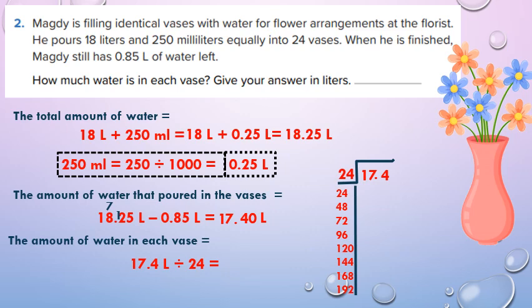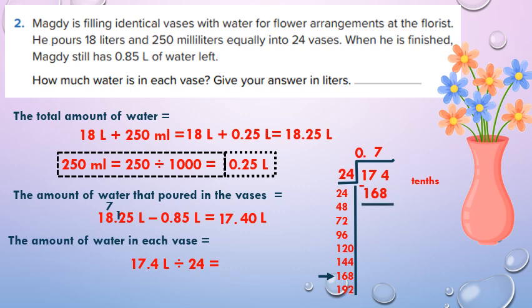Any division starts from the left side. Start with the whole part 17. It's a small number, so we'll take the 4 in the tenths place and put up the point. Now 174 tenths. Look for the nearest number to 174, which is 168. We take 168 divided by 24 equals, in the tenths place, 7.